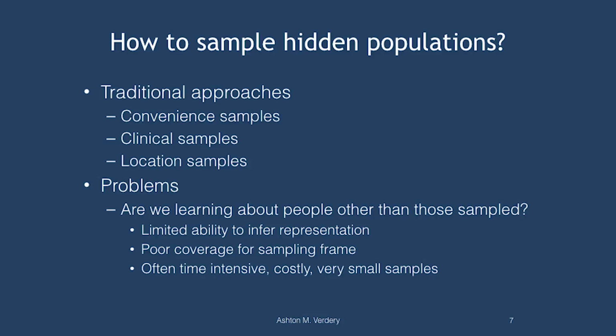The other method that has been quite successful is location-based samples. This includes the PLACE method, which was developed at UNC, and then time-location sampling, where you might know the locations that the homeless in San Francisco sleep at night. And so you make a map of those locations, and then early in the morning you go and survey people as they're waking up in those specific locations.